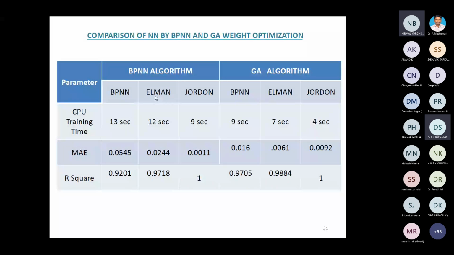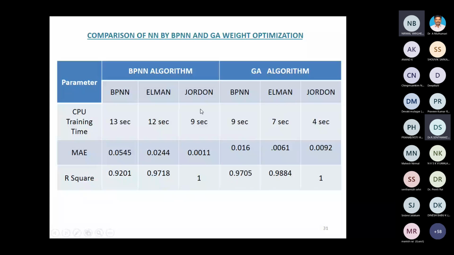If I am applying the backpropagation algorithm, what happened in the PPN, Elman, Jordan? The same architectures, if I apply the GA algorithm, what happened? The performance parameters, that is what I'm going to compare in this chart. See the CPU training time. If I apply a normal backpropagation, a conventional algorithm, the time is 13 seconds. Elman 12 seconds. Here it is 9 seconds.